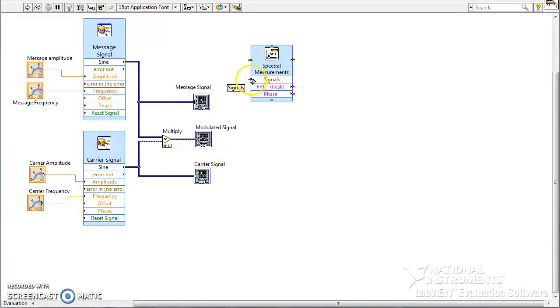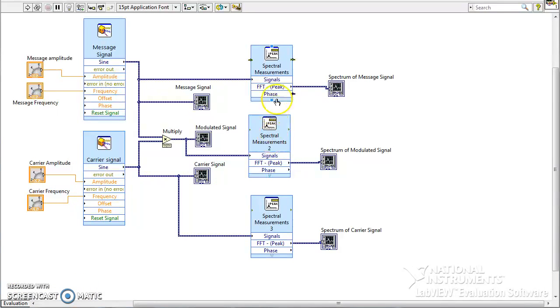Coming to the input to this FFT block, let me give the message signal as one of the inputs. Similarly, I'll take 3 more spectral blocks to plot the modulated spectrum as well as the carrier spectrum. We shall continue further. So I have taken the spectral measurement of the message signal, modulated signal, and even the carrier signal, whose magnitude will be plotted in the graph.